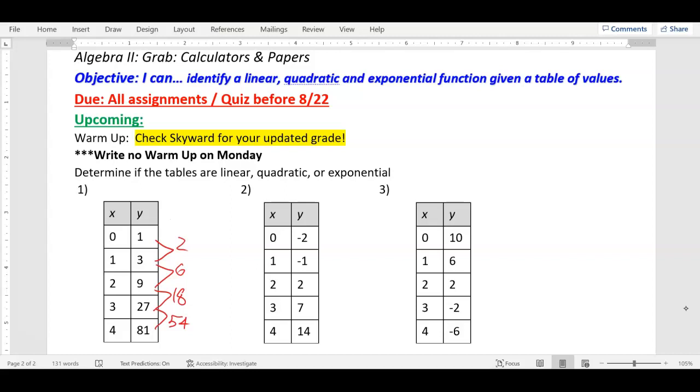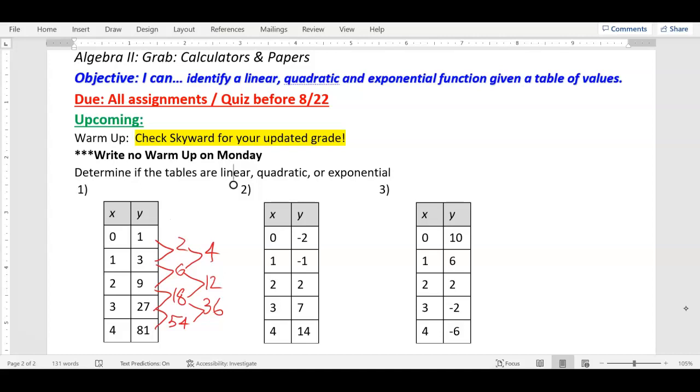6 minus 2 is 4. 18 minus 6, 12. Okay. In the back, go with me. Okay. And then 54 minus 18, 36. Now, are the common second differences, are these the same? No. So that is not going to be quadratic.